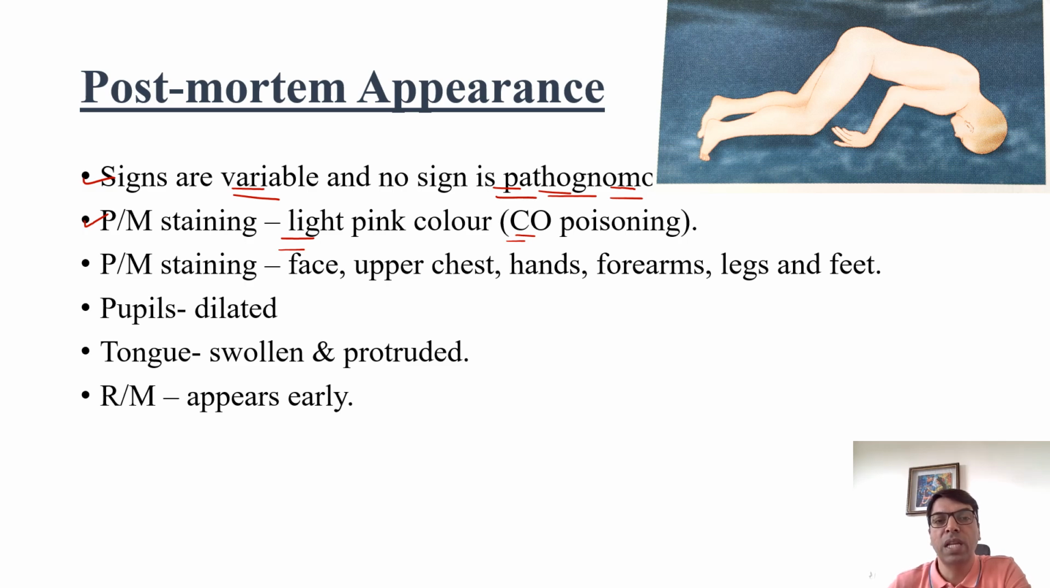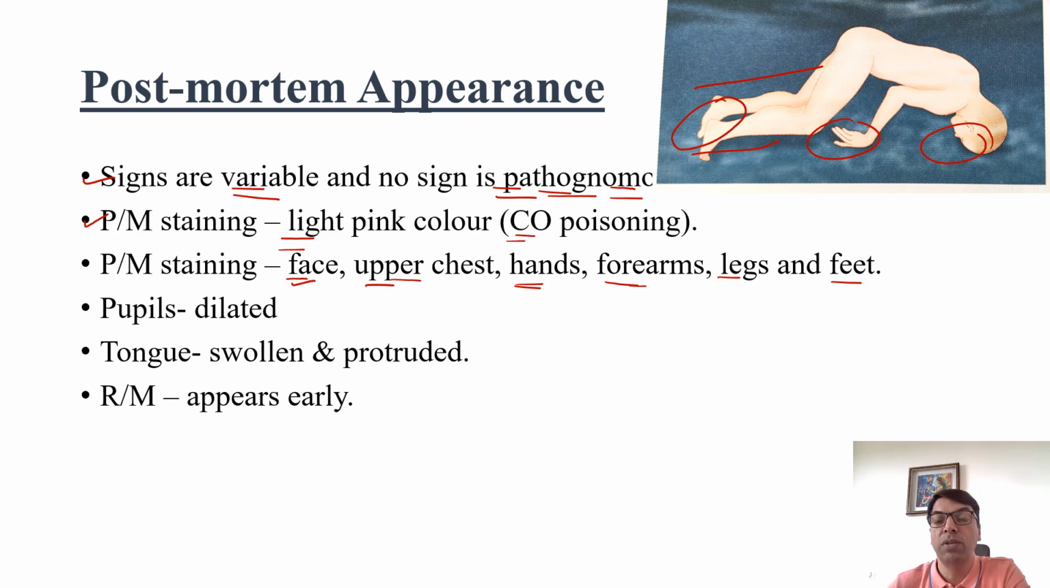The postmortem staining is generally seen on the face, upper chest, hands, forearms, legs, and the feet. Why is it seen on these areas? Since these are the dependent parts of the body, in case of drowning, this is the fluid where the body is lying. So in these parts, we will see the postmortem staining, and it will be light pink in color.